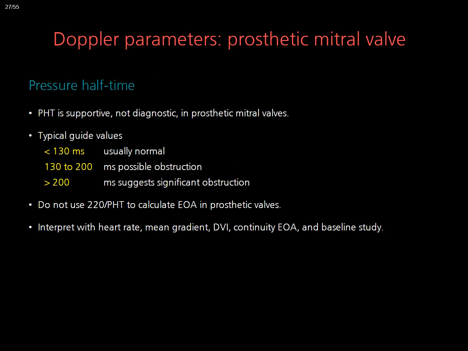Pressure half-time can support your assessment of a prosthetic mitral valve, but it should never be used alone. As a rough guide, a PHT under 130 milliseconds is usually reassuring, while values above 200 suggest significant obstruction. The limitation is that PHT is heavily influenced by left atrial and left ventricular compliance, relaxation, and heart rate.